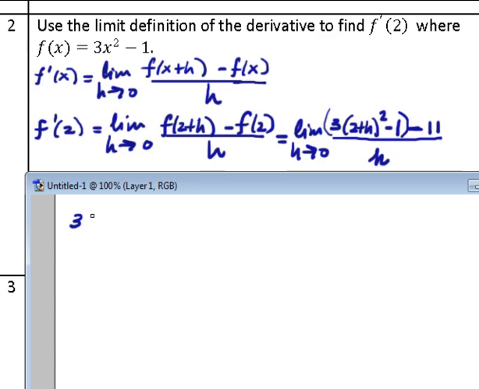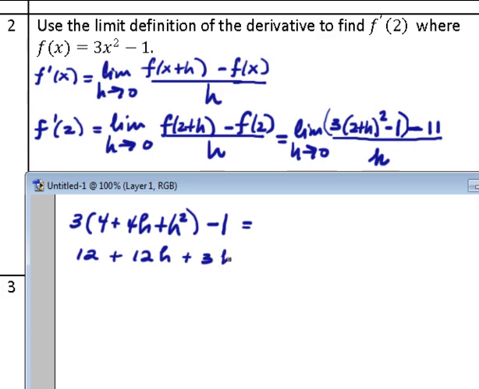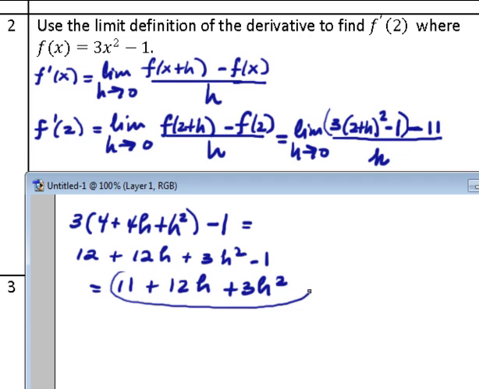So we have 3 times 2 plus h squared, that's 4 plus 4h plus h squared, minus 1. Okay, so that's multiplying by 3. We have 12 plus 12h plus 3h squared minus 1. So that's 11 plus 12h plus 3h squared. So this is what we're going to put here. All right, so let's do that.